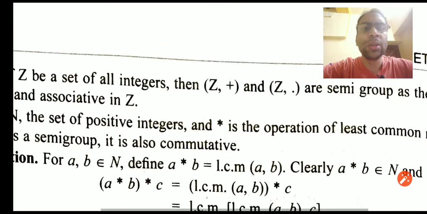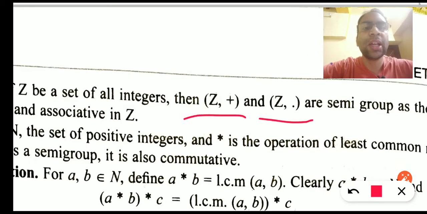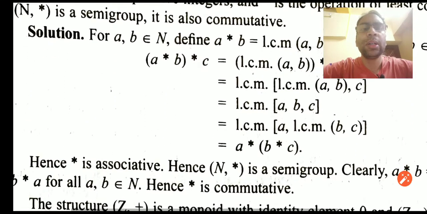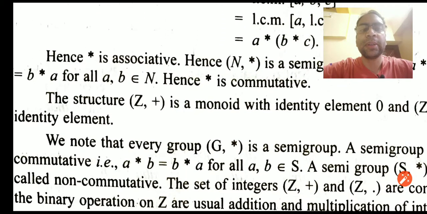In Z plus we have the existence of the identity, and even in Z dot, in both of these we have identities. In Z plus we have 0, and in Z dot we have 1 as the identity. If we multiply any element with 1, the result will be that particular element. So these are the groupoids, monoids and semigroups we have talked about in this lecture.